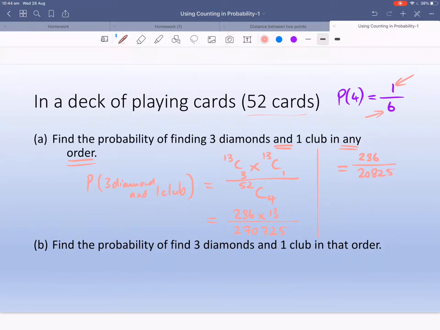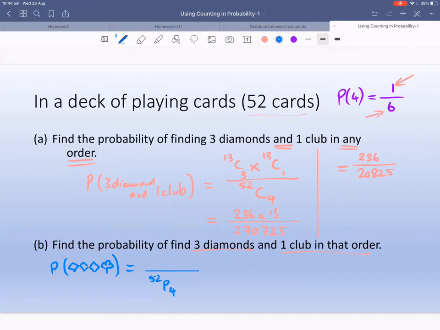All right, the next question is to find the probability of 3 diamonds and 1 club in that order. So immediately we're thinking of permutations, all right, because order matters. So we've got a club as well. Now our denominator will not be a combination, it will be a permutation. We've got 52 cards and we're going to pick 4. All right, so a difference because the order matters.